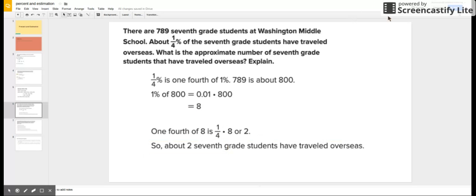1/4 of 8 is 1/4 times 8, or 2. So about 2 7th grade students have traveled overseas. If you're not sure, you just want to figure out what 1/4 of 8 is. Think about it like 25% of 8. That's 1/4, right? 1/4 times 8 gets you 2. So about 2 7th grade students have traveled overseas.